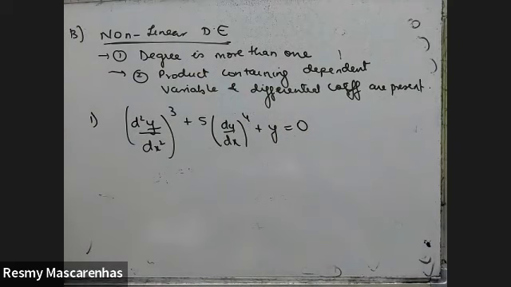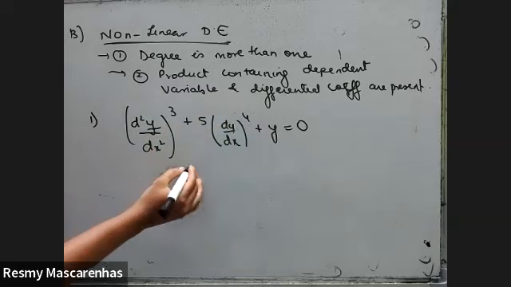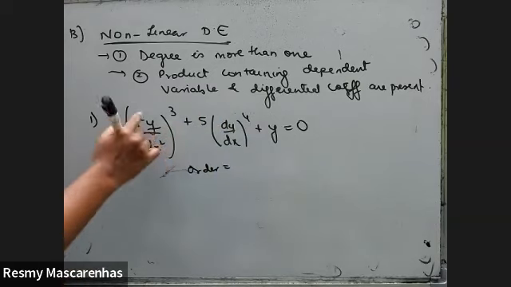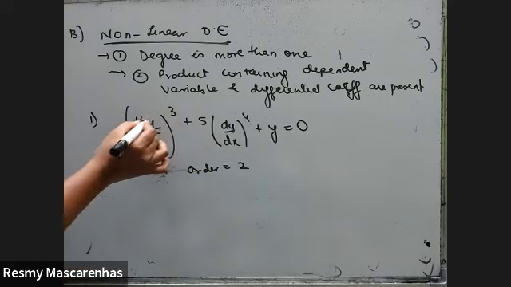Now for this equation, can someone tell me what is the order? What is the order of this differential equation? 2. Yes. And what will be the degree? 3. Yes. So, 3. Order is 2. The highest time it has been differentiated. How many times taken the derivative? 2 times. And this is straight away the power of this one.